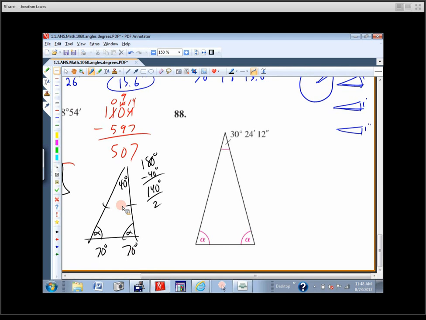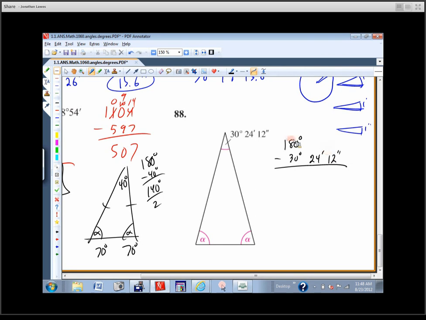The only difference here is we're going to do exactly the same steps. That took about 10 seconds to do. This is going to take a little bit longer because we've got those degrees, minutes, and seconds in it. So here's what we're going to do. Same process. I know what this vertex angle is, so I'm going to take 180 degrees and I'm going to subtract 30 degrees, 24 minutes, and 12 seconds. What's the problem here?